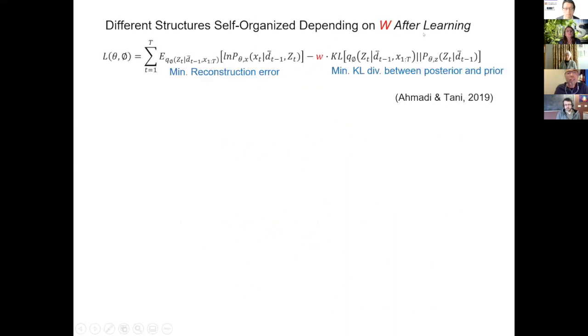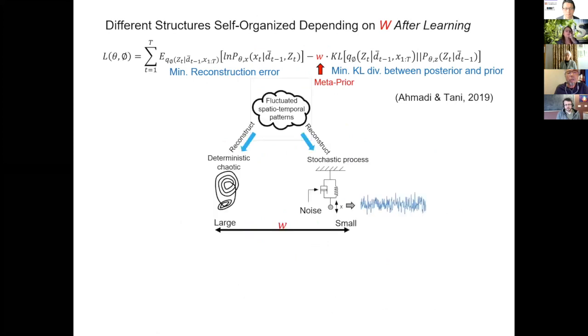So we did a lot of robot learning experiments, and we found that different types of structure get self-organized depending on the setting of W during learning, the meta-prior W. What we found is that for a fractal temporal pattern experienced, when we set W larger, this pattern is embedded in deterministic chaos. On the other hand, when W is set small, it is reconstructed in a stochastic process.